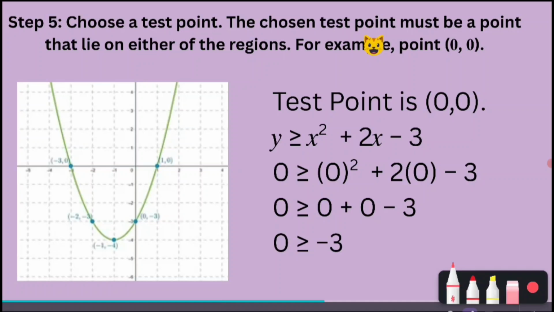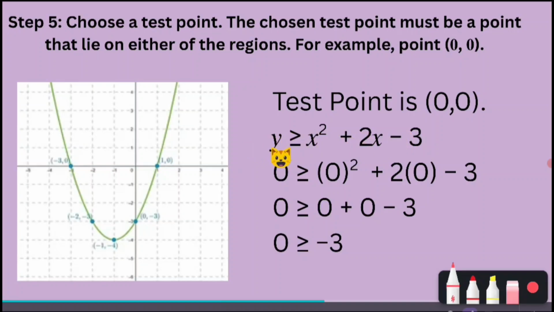The chosen test point must be a point that lie on either of the regions. So, ang gagawin natin, ang usually na ginagamit na test point ay either yung nasa baba ng parabola or yung nasa loob ng parabola. Yung nasa inner or yung nasa outer. Usually na ginagamit ay yung 0, 0 to test points. Pero kapag ang ating parabola ay within 0, 0, hindi natin pwedeng gamitin. I-substitute lang natin yung test point doon sa inequality.